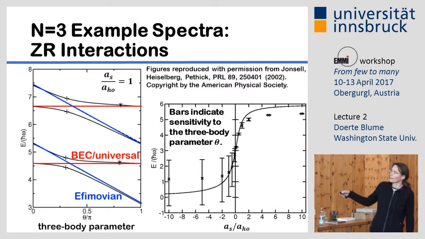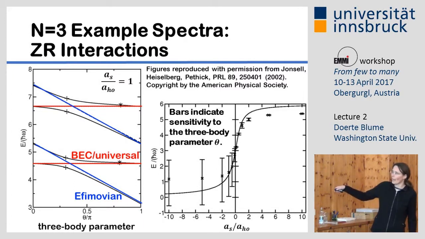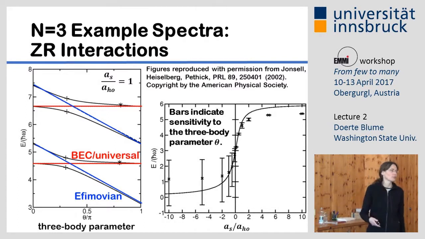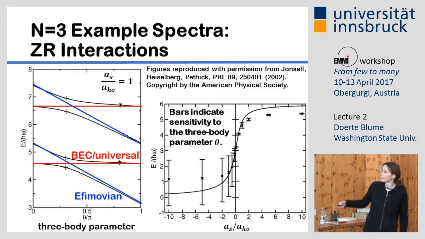And what I'm showing here is for fixed S-wave scattering lengths. So this is now not at unitarity, but a scattering length of 1. As a function of the three-body parameter, you see states that are essentially flat, these red ones, and then states that do depend on the three-body parameter. And these states have been termed non-universal states or Efimovian states.